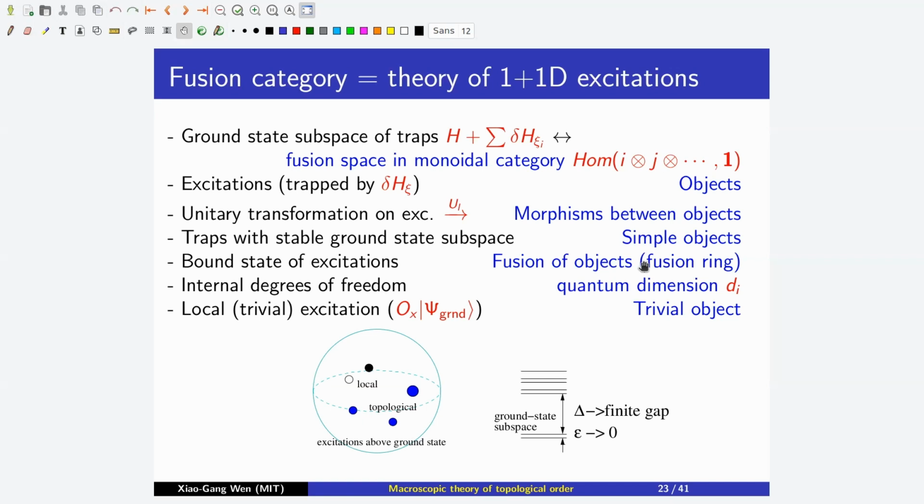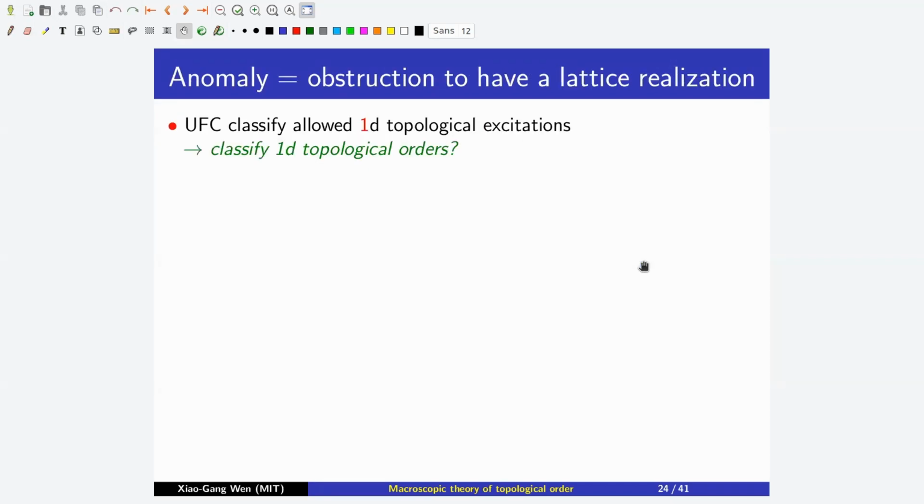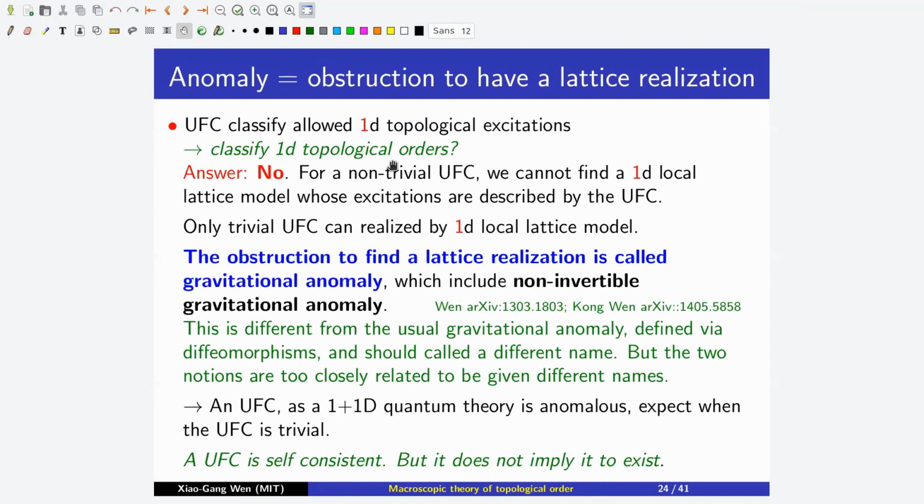Okay. So then we say that this unitary fusion category classifies this one-dimensional topological excitation. So it should classify the one-dimensional topological order, because the possible topological excitations and the possible topological orders should come together. But the answer is no, they don't do that.